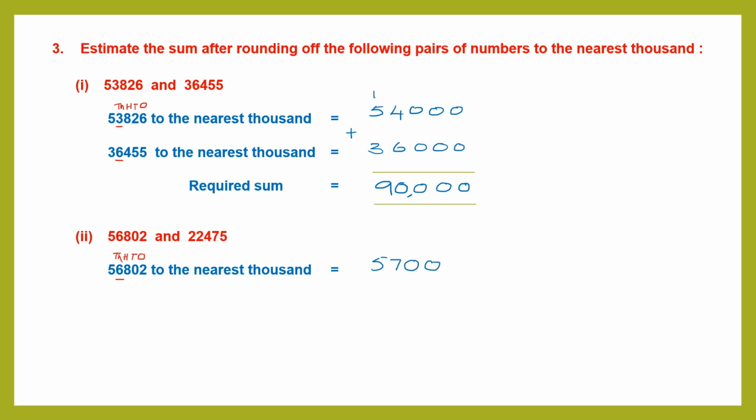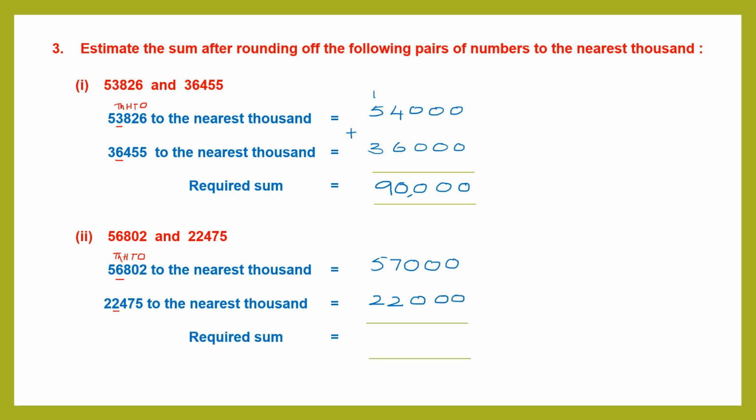1, 2, 3. Next one, ones, tens, hundreds and thousands. So 2 is in the thousands place. The digit to its right is less than 5. So 2 will remain the same. So that is 2, 2 and 3 zeros. So that's 22,000. The required sum you'll get by adding up these two.